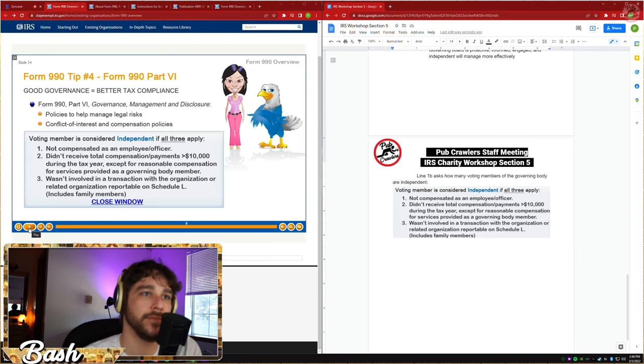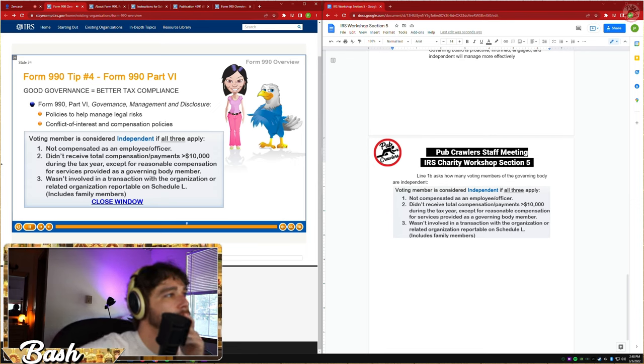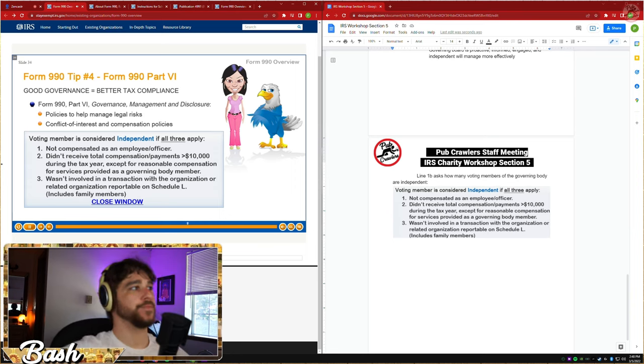We ready to move on? Yep. At all times during the tax year, first, the voting member was not compensated as an employee or officer of the organization or a related organization. The voting member didn't receive total compensation or payments exceeding $10,000 during the tax year from the organization or a related organization, unless those payments were reasonable compensation for services provided as a governing body member. And neither the voting member nor a family member was involved in a transaction with the organization or with a related organization that's reportable on Schedule L, transactions with interested persons, including a loan, grant, or business transaction.